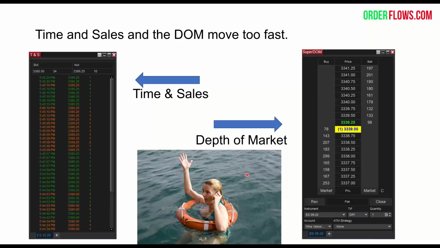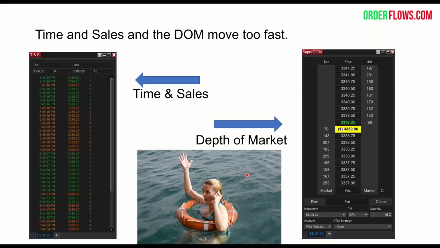And time and sales, you can see that, right? But it's moving so fast when you're looking at the market. You could have several hundred trades going through in a second, and you're just not going to be able to really digest what you're seeing there.